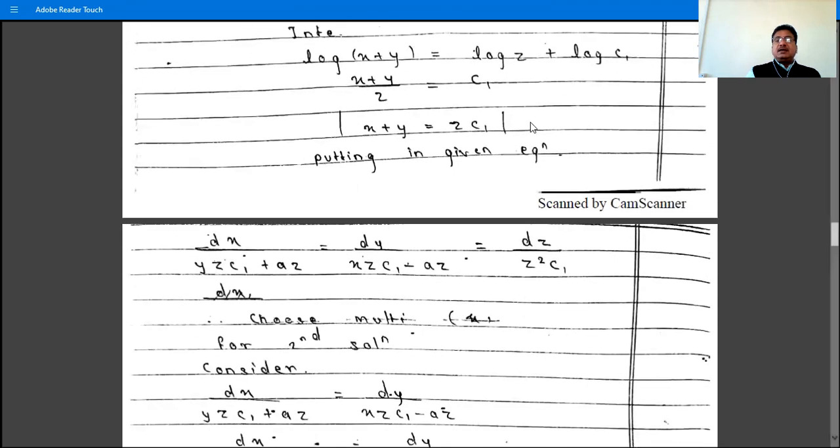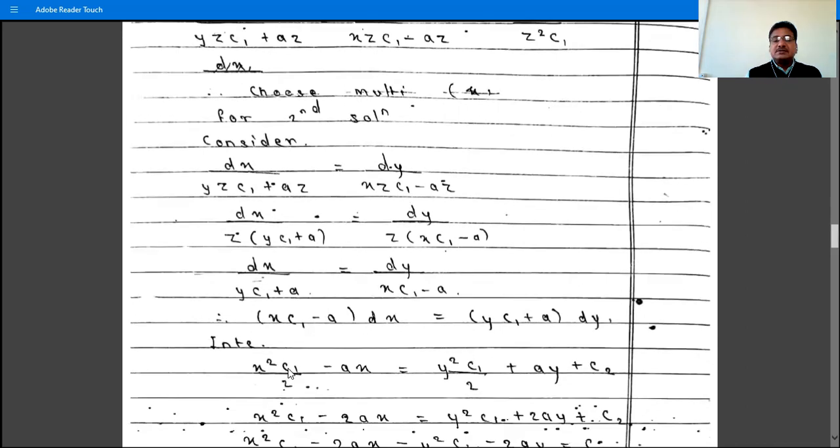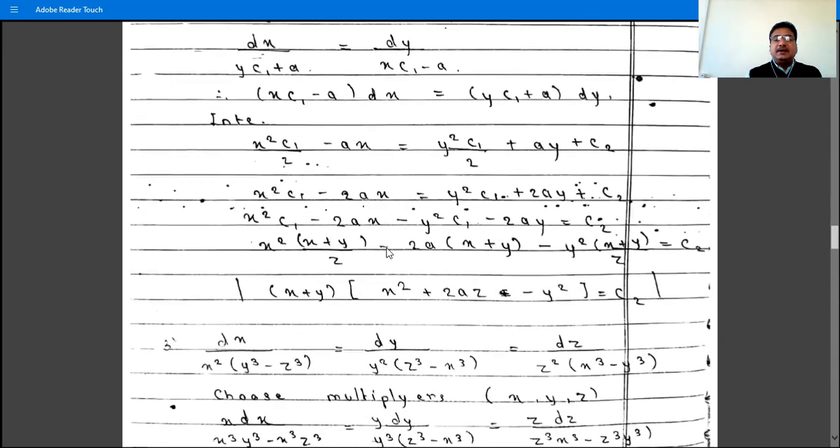That is, substitute x plus y is equal to 2c1. So we have this. And then for the second solution, consider the first ratio and second ratio. That is, use the first solution and consider the first and second ratio. And what we have is this: separating the variables, and after integration we get the solution. Okay, then this is the answer of the question.